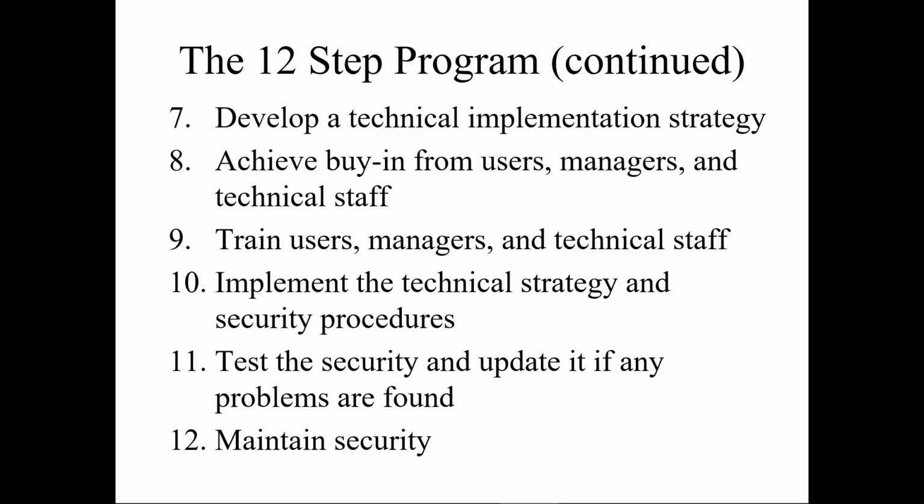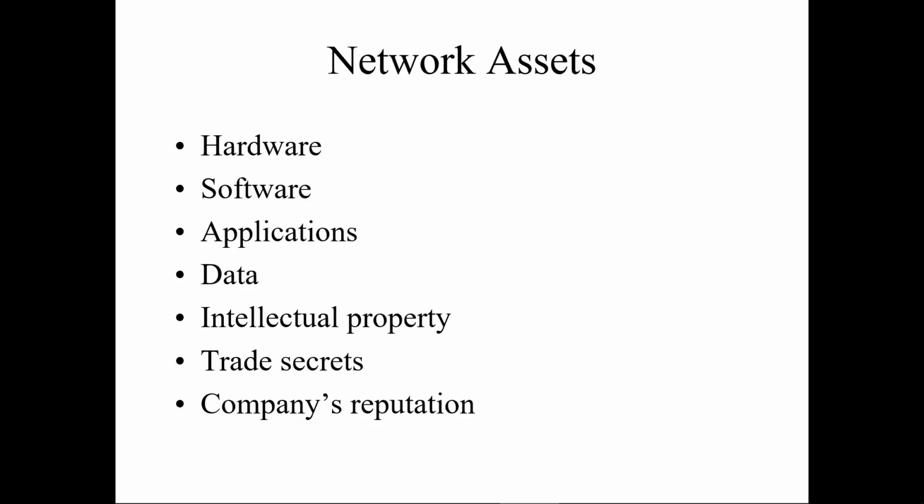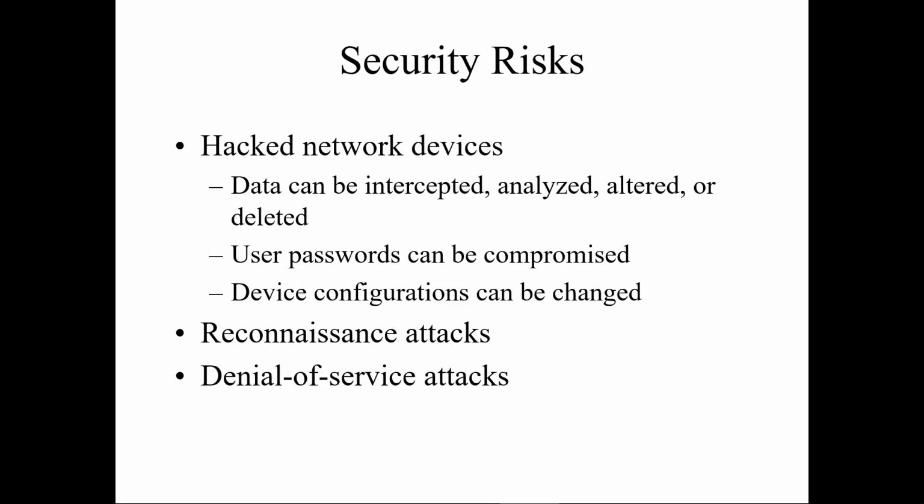So, what are some network assets? Network assets could be any hardware, software application, data requirements, intellectual property, secrets, or even could be the company's reputation. All of those are components of a network asset, or assets for an organization. So what do we mean by security risks? It could be as simple as hacked network devices. What data can be intercepted? How can it be analyzed, altered, or deleted? Could there be something in place to prevent that?